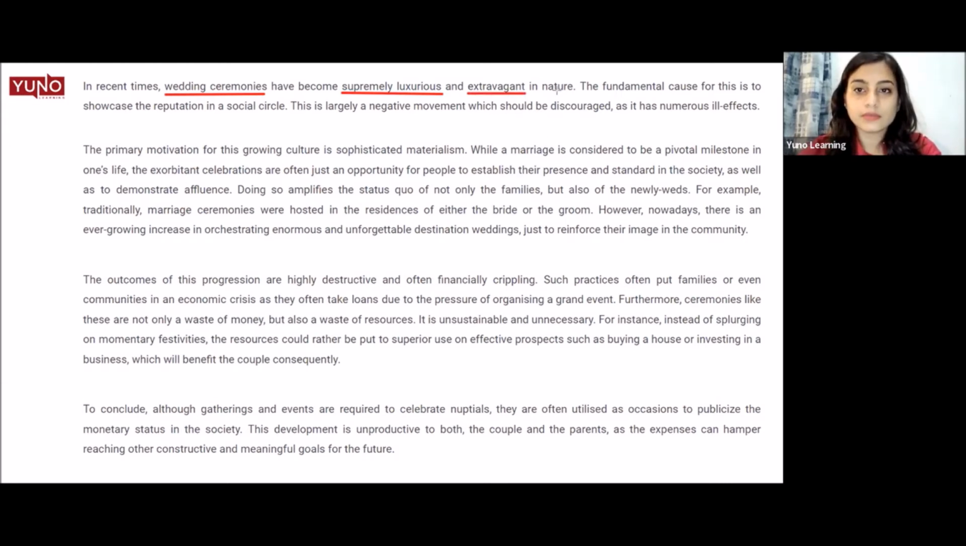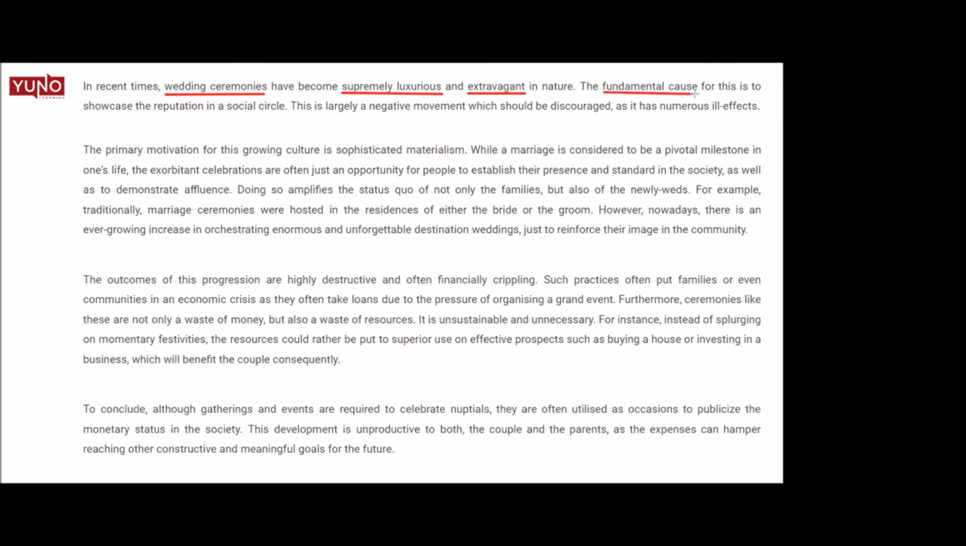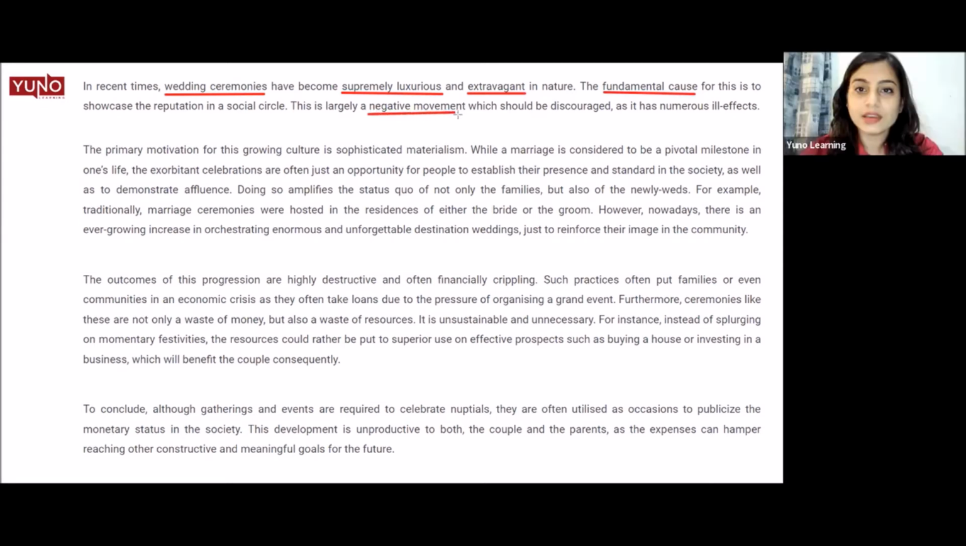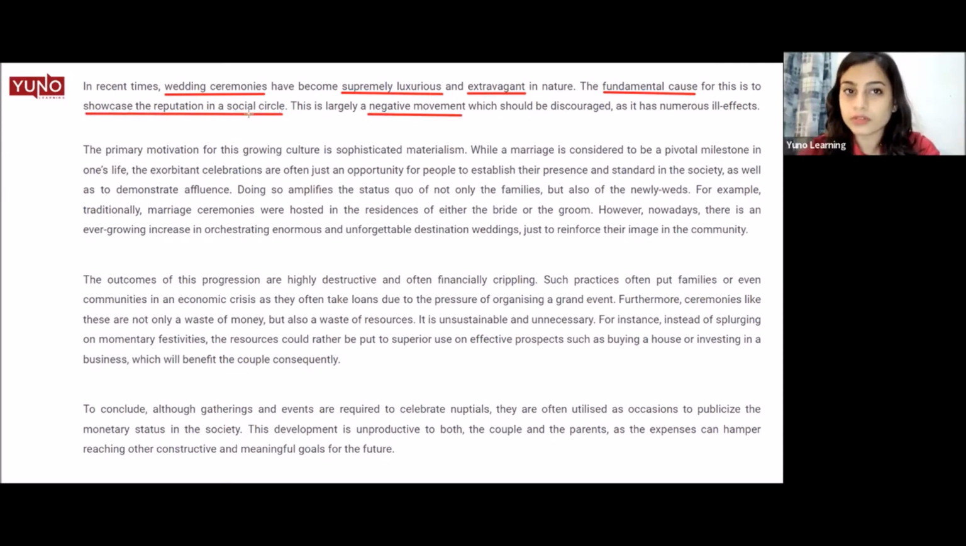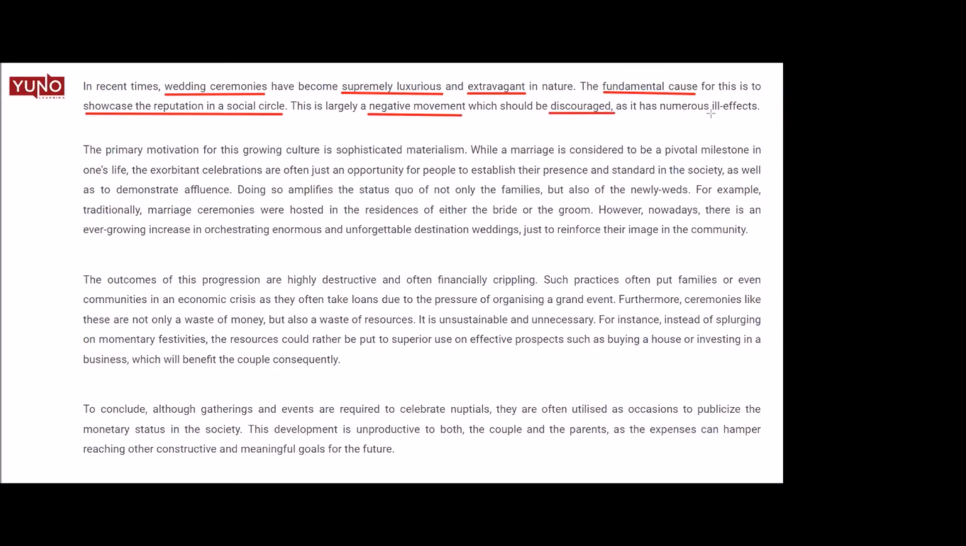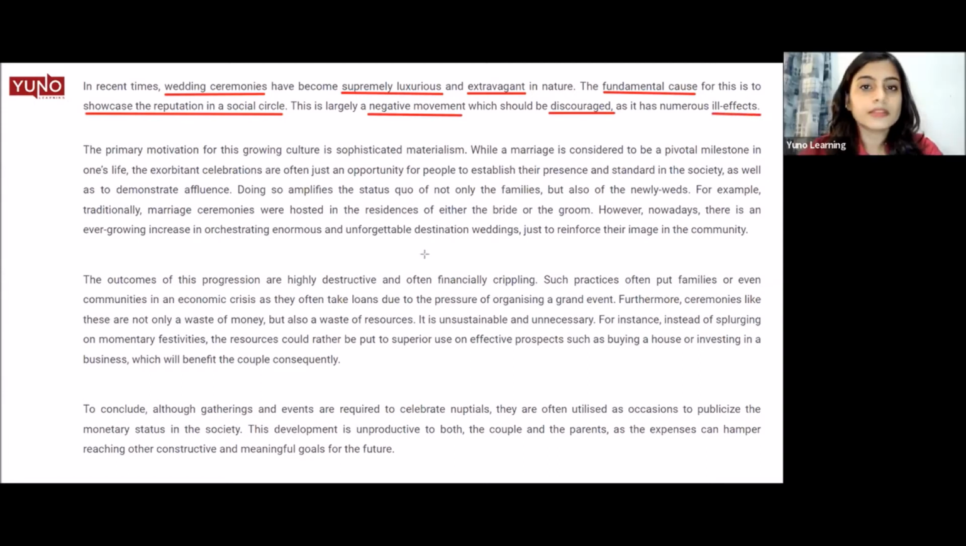Anything else? Let's go line by line. Fundamental cause. Fundamental cause, yes. Negative movement. Negative movement, yes. Ill effects, there is a set of words. Showcase reputation, once again related word. Social circle, related word. Yes. Negative movement, negative trend, negative development became negative movement. All right. Then you can see that it is related to negativity. It should be discouraged. All right. Ill effects. Next, ill effects. Okay, yes, fine, we can mark that. Next paragraph.